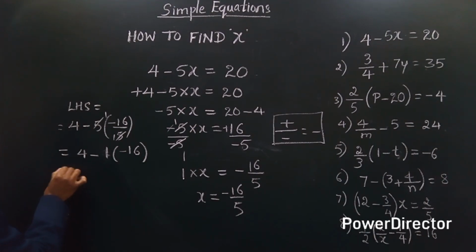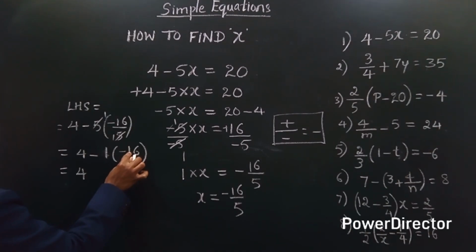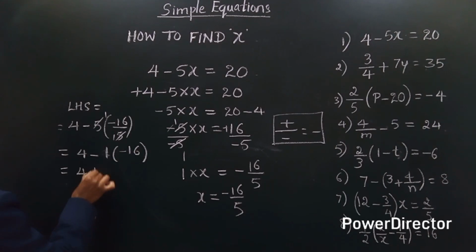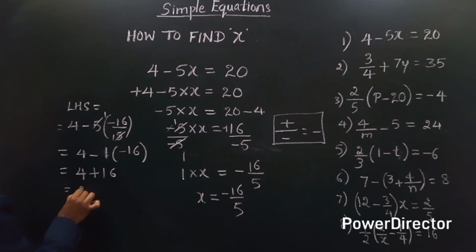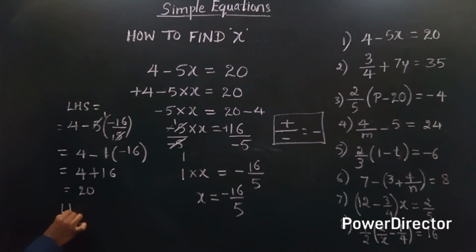Now what you have to do is 4 minus 1 into minus 16. Minus into minus is plus. 1 into 16 is 16. This is equal to 20, or not? So here RHS is 20. So here we can say that LHS is equal to RHS.